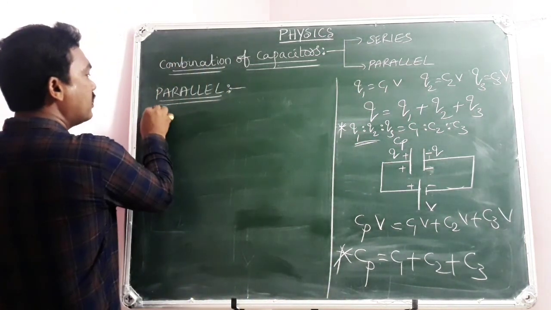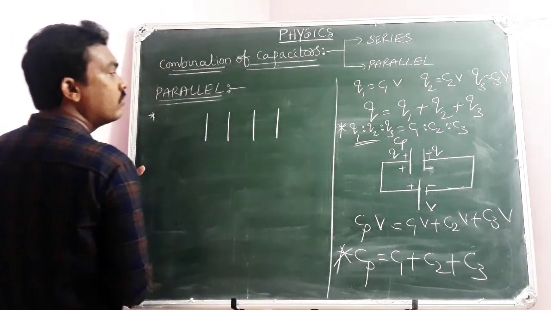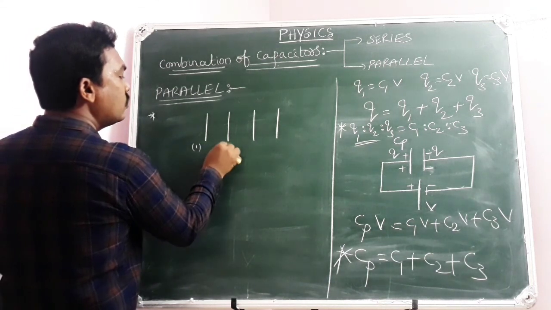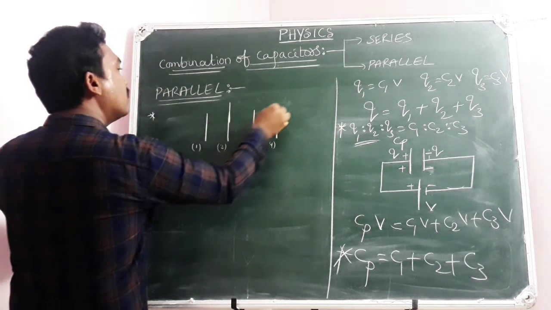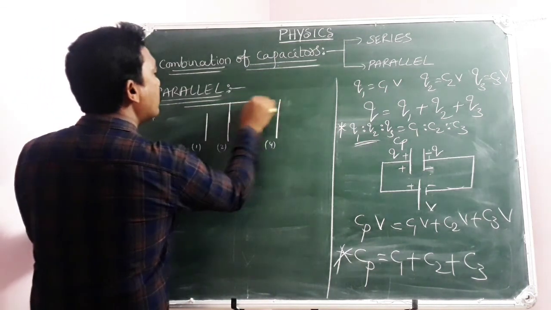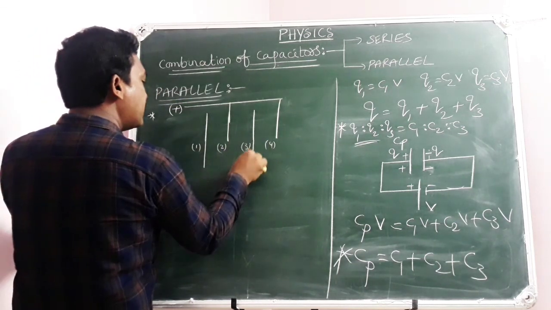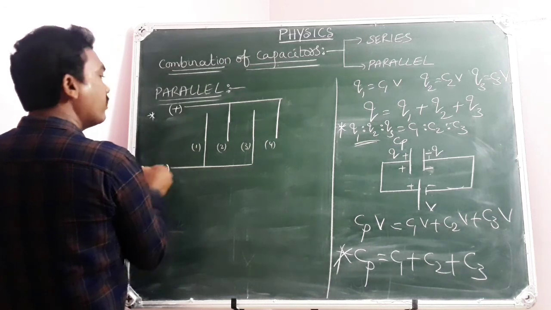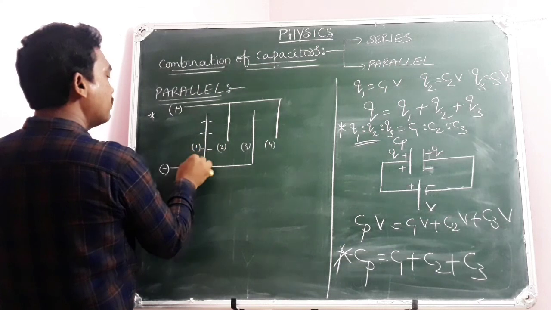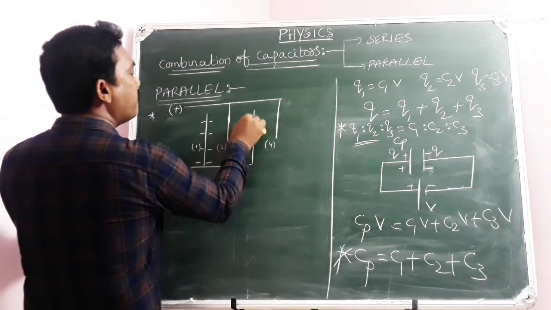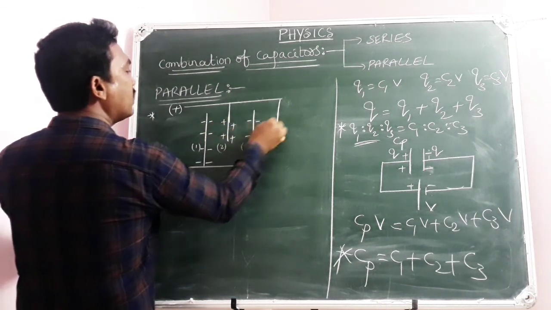Like earlier, here n identical plates are given, like 4. 1, 2, 3, 4. Four plates are given. Then you do one thing. The second plate and fourth plate are given to the positive terminal of the battery, and the first plate and third plate are given to the negative terminal of the battery. So this is a completely negatively charged plate. This is a completely negatively charged plate. This is a completely positively charged plate.